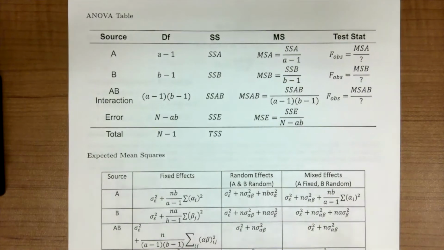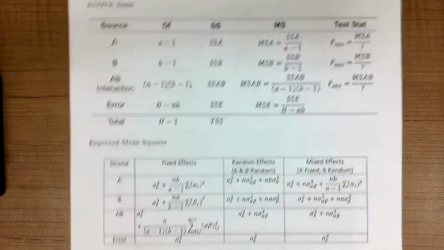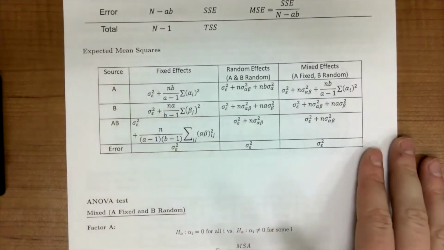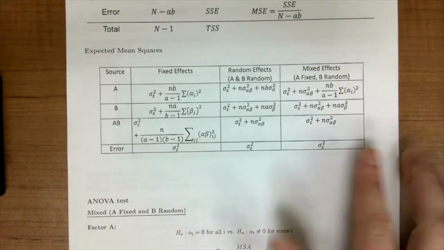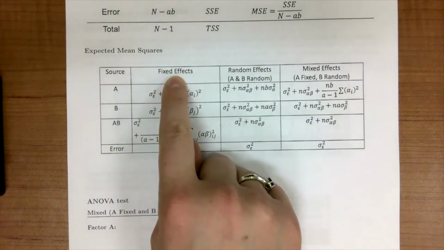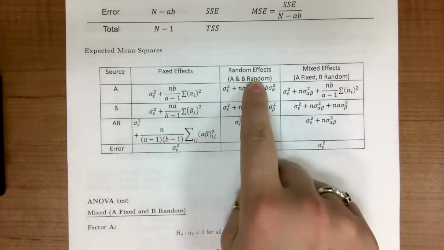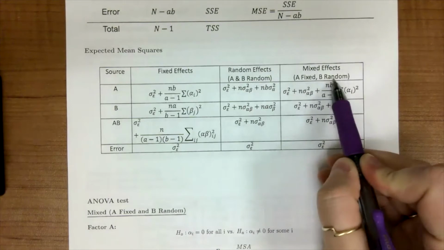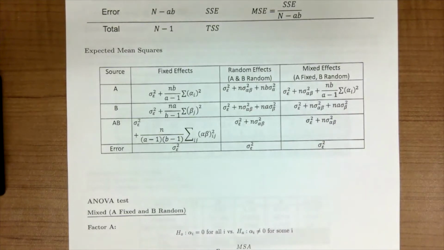So for our mixed effects model, we're gonna follow the same kind of idea and look at our expected mean squares. This is a really good table. I really like this table because it tells us our expected mean squares under both are fixed, both are random, or now our mixed effects case. Again, for these notes, I'm assuming A is fixed and B is random. So let's think about this.